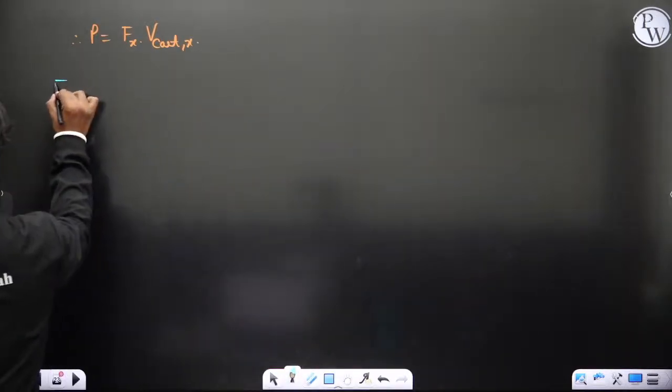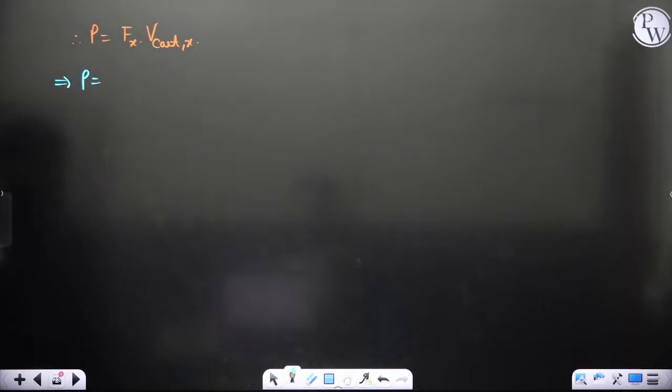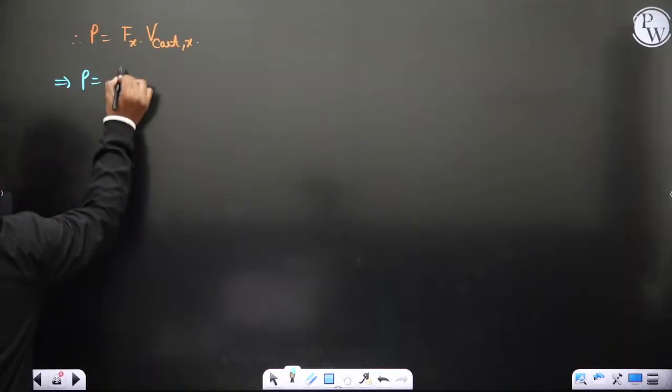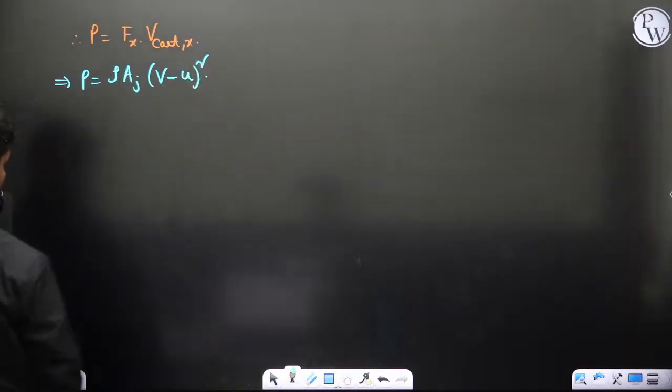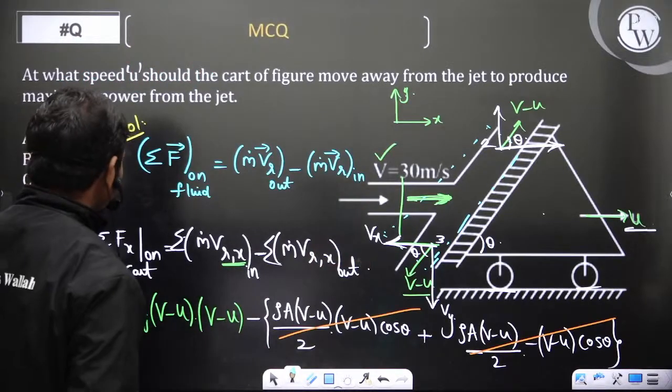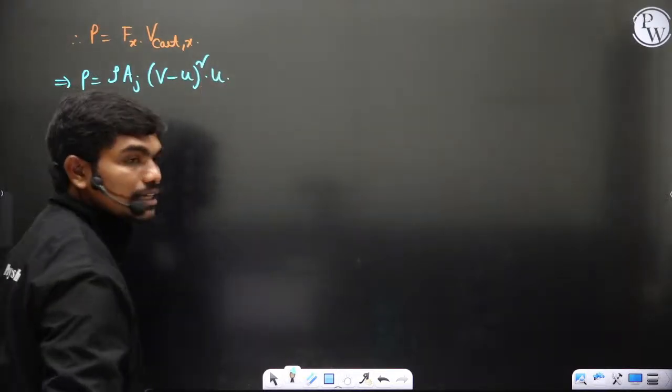Now P is equal to Fx on the cart, which is rho aj (v minus u) whole square, into the velocity of the cart. So the cart is moving at velocity u. This is the expression for the power.